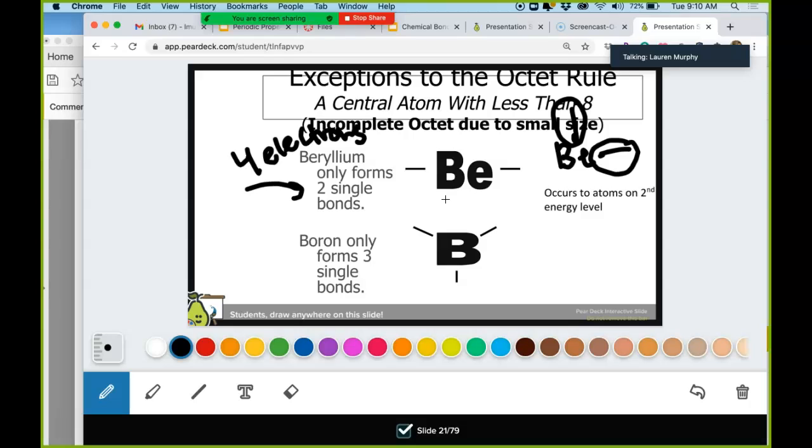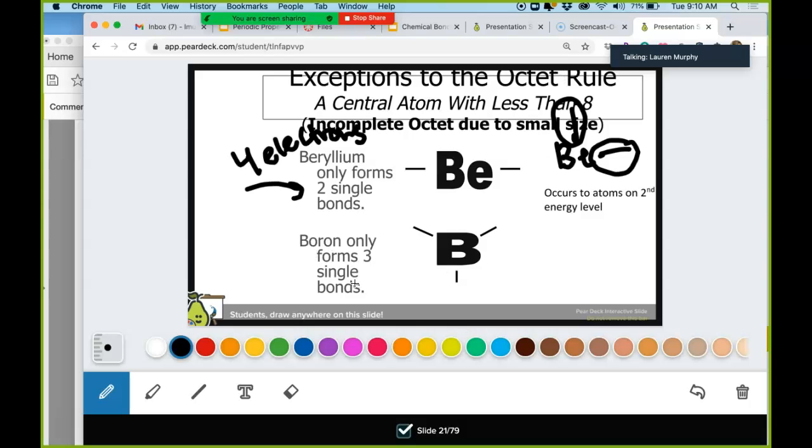Now, that doesn't mean it can't form more than 1 bond and up to 8 electrons. It just means it's generally more stable, only forming 2 bonds with a total of 4 electrons. So they call this an incomplete octet because an octet would be 8. So if you have less than 8, which is 4, you don't have as many electrons as the octet rule requires.